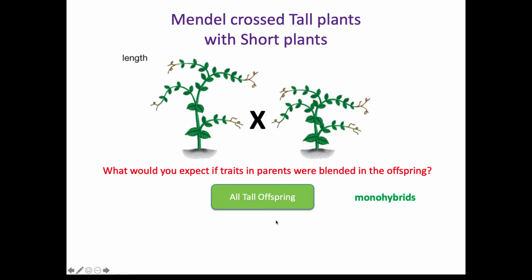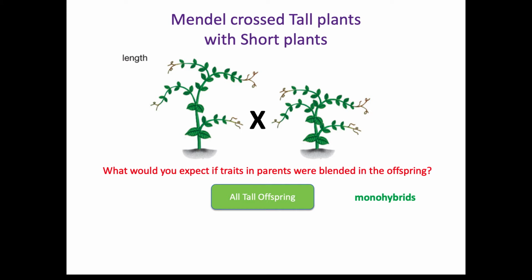Now, given that all the offspring from this cross were tall, that sort of begged the question of what happened to the information in the short plants that made them short. What happened to that trait? Was it gone? And this was a question that Mendel asked as well.